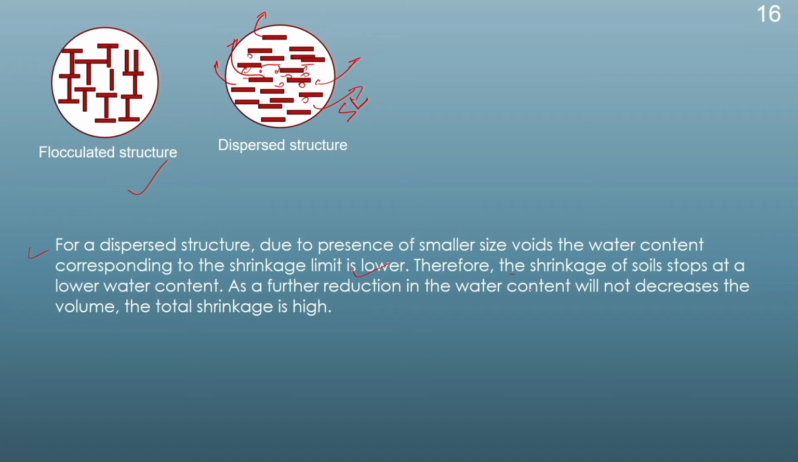Therefore, the shrinkage of the soil stops at lower water content. As a further reduction in the water content will not decrease the volume, the total shrinkage will be high. So, if we compare with the flocculated structure, it will have a high shrinkage limit and low total shrinkage, whereas for a dispersed structure we have a low shrinkage limit and high total shrinkage. Therefore, any soil having a flocculated arrangement will undergo a low total shrinkage compared to a soil having a dispersed arrangement.